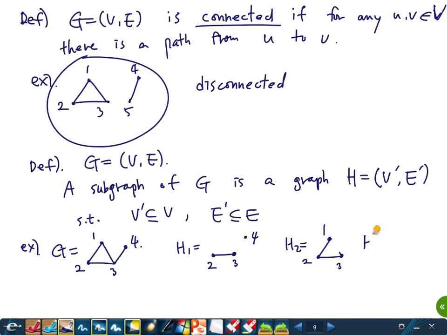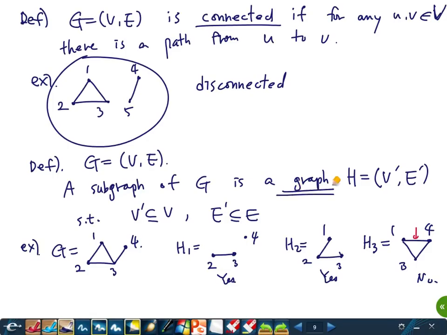What about this? H3, with vertices 1, 3, 4. Is this a subgraph of G? No, because this edge does not belong to G. Everything must already be in G. So this is not a subgraph, because this edge is not there. This is a problem. What about this?